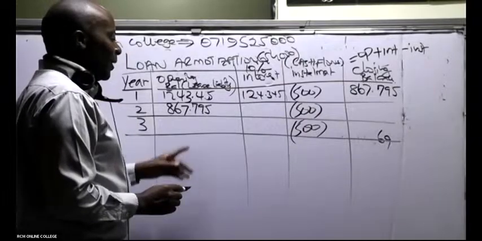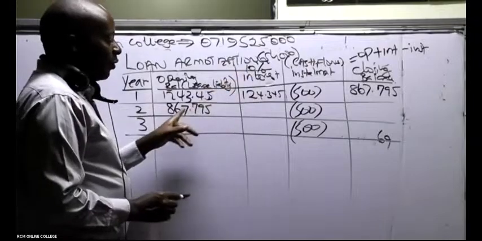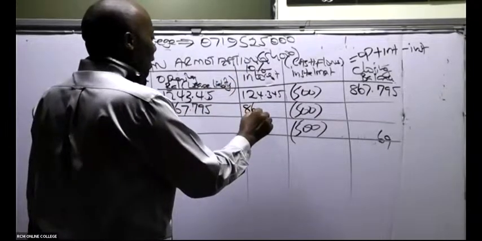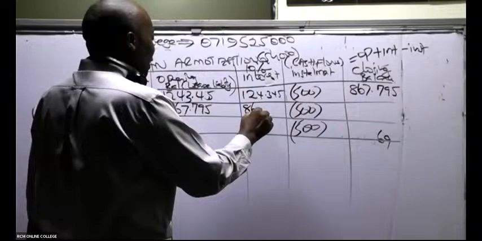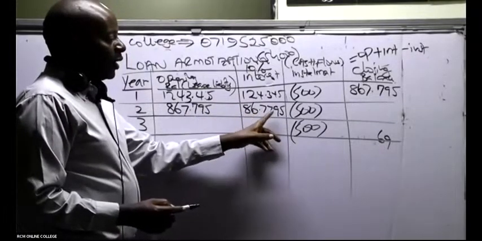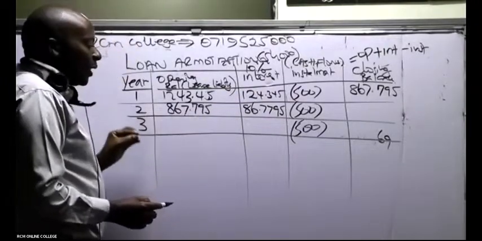All right. Let it earn interest. It shall earn interest here, 10% of the opening. So 10% of the opening will be 86.7795. So go ahead and give me the closing balance.